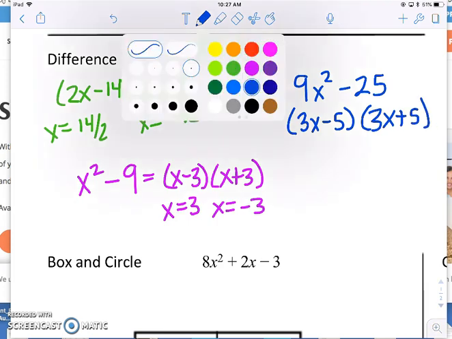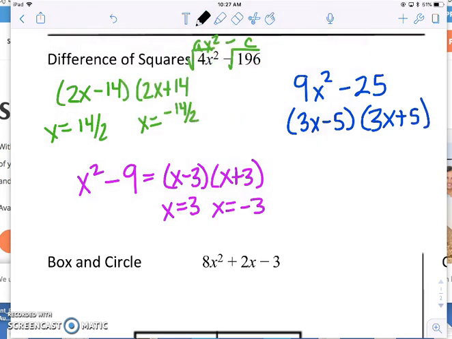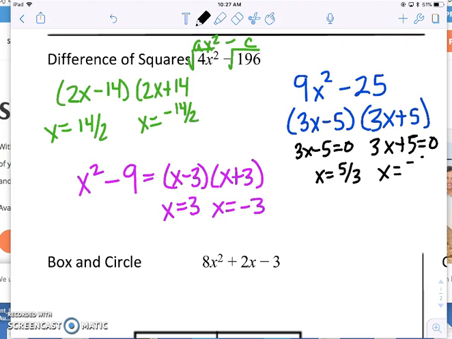And where does it cross? And if back at this first one, you were like, Miss Susie, where'd you get this 14 over 2? You're setting each of these parentheses equal to 0 and solving for them. So if you solved them, you'd have x equals 5 over 3. You'd subtract the 5 and divide by 3, so negative 5/3.